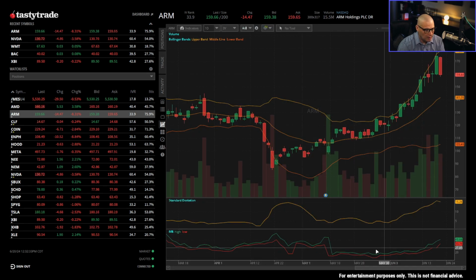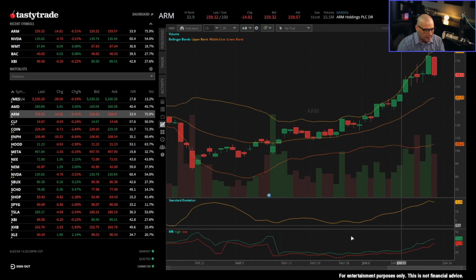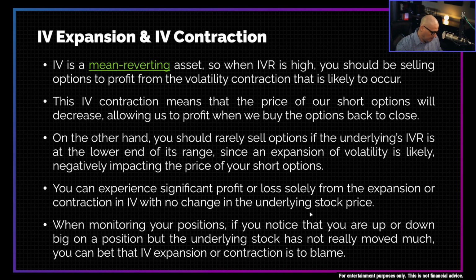If I go back to this chart, the bottom indicator here is the IVR indicator, the IV rank indicator. What has IV done in the last 7 days? Well, it's gone from about 23, 24, up to about 40, right? So IVR has really expanded. And of course, that's why I'm down on that position. So when you're monitoring your positions, if you notice that you're up or down big on a position, but the underlying stock hasn't really moved much, or maybe it even moved in your direction, but for whatever reason, you're still down on the position, you can bet that IV expansion or IV contraction is to blame. And of course, that's going to hurt you. IV expansion hurts you if you're short options. IV contraction hurts you if you're long options.